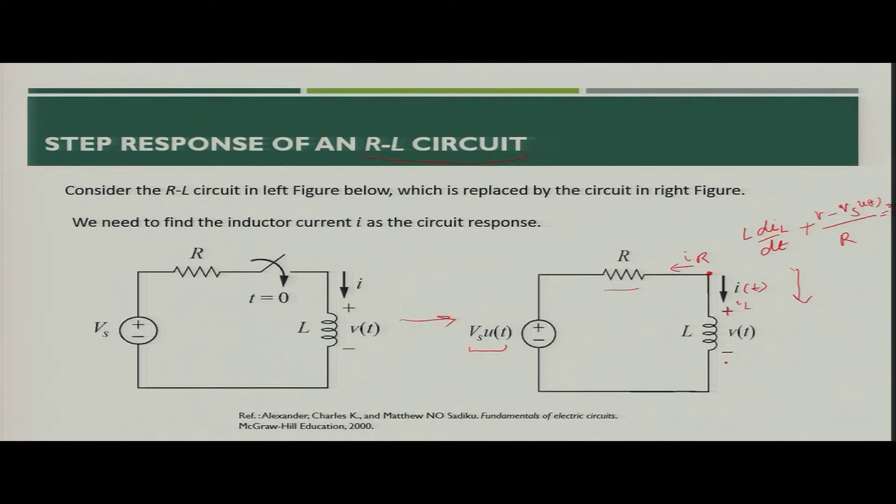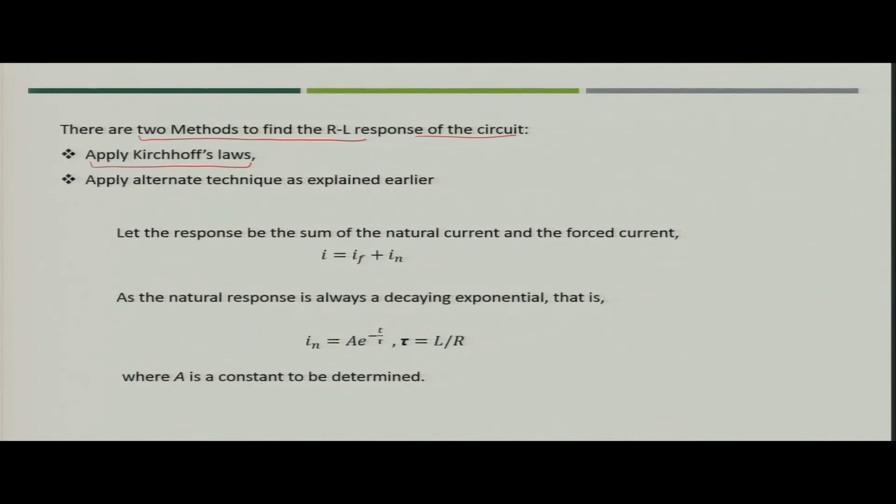You can simplify and find out the value of IL, which would be a function of time t, or you can simply say this is I(t), because the symbol I is given in the figure as the current flowing through the inductor. So this would be the first case, where you apply Kirchhoff's law and solve it, but now we will use an alternate technique which we just explained, which is easier to derive and use.